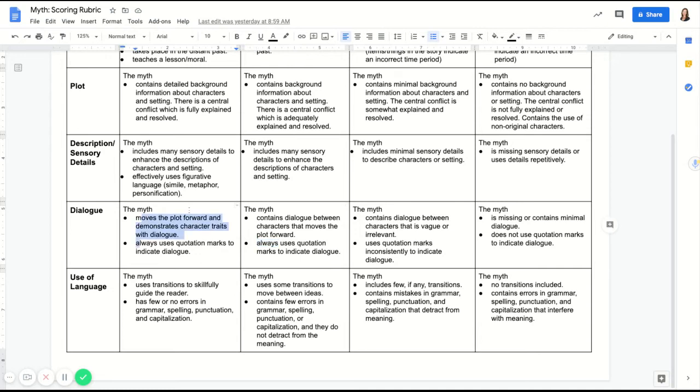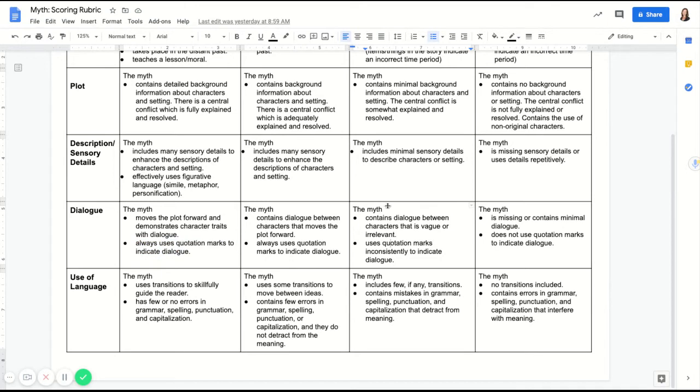To earn extra credit or an advanced in the dialogue category, the myth moves the plot forward and demonstrates character traits with dialogue. So not only are you moving the plot forward with your dialogue, you're also using dialogue to demonstrate character traits to show off your character's personality. And the myth always uses quotation marks to indicate dialogue.